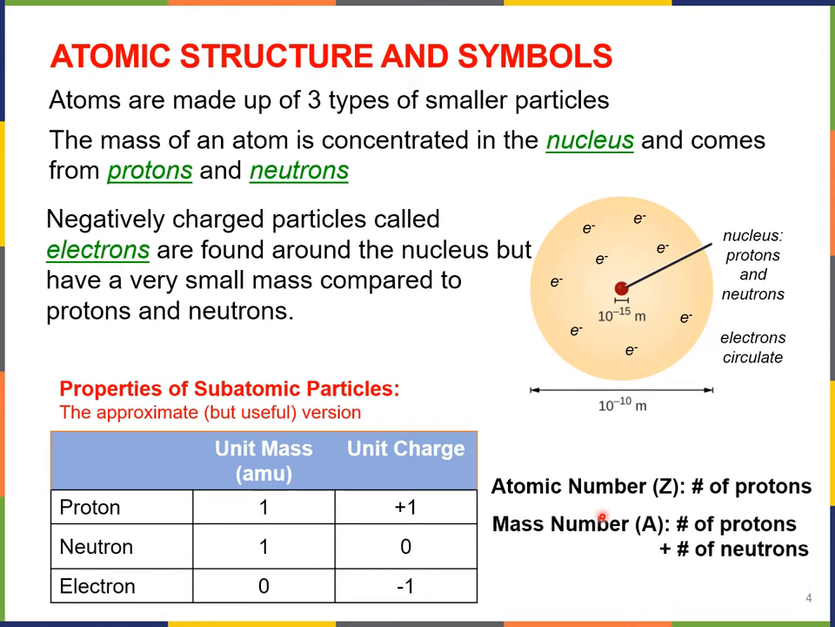Then we define this second value, mass number, abbreviated A, as the sum of the protons and the neutrons. And we get this because the unit mass of the proton is 1, the unit mass of the neutron is 1. So we add them together and we get the total mass of the atom. Remember, the unit mass of the electron is essentially 0. And so it doesn't matter how many electrons you have, the electrons do not contribute appreciably to the mass of the atom.